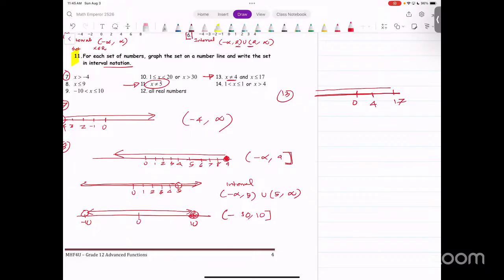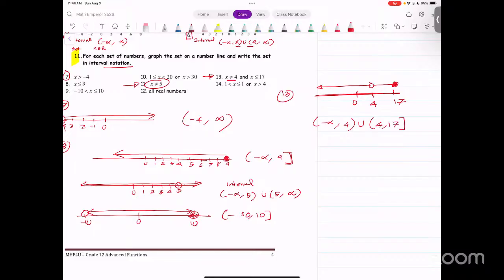So what do we do? At 4, we will put a little bubble, and then go all the way up to 17. But 17 must be included. That arrow mark goes from here. So how do I write that in interval notation? I'm going to start from -infinity, go up to 4. You can see that 4 is not included. Union. Then we're going to start from 4, go all the way up to 17, include that.